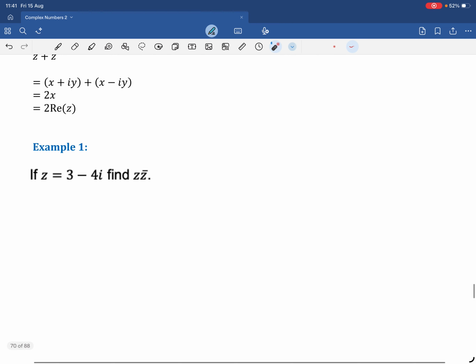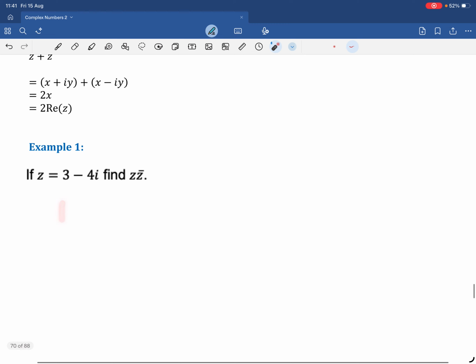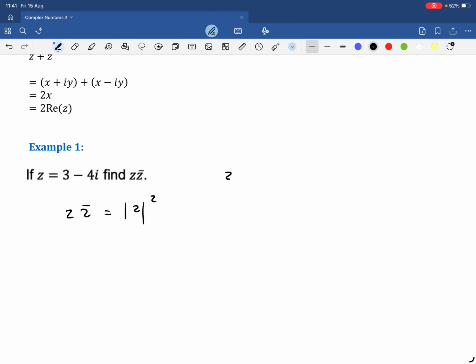So if z is equal to 3 minus 4i, find z times z bar. Now, the theorem for this is that z times z bar is equal to the modulus of z squared. The modulus of z is the square root of 3 squared plus 4 squared, which is 5. So z times z bar is 5 squared, which is 25. Nice and easy.